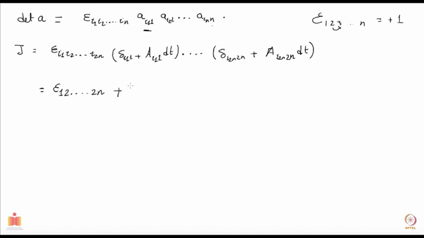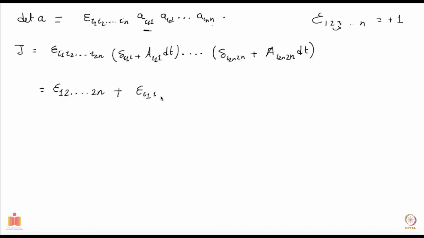Plus, now you are going to generate the terms proportional to dt in many ways. If you pick up this factor from this term and all the others are deltas, then you have a term proportional to dt. Similarly, if you pick a delta from this one and pick A I2 2 and all others to be deltas, then you get another term proportional to dt. So let me write that down. You are going to generate terms like this.